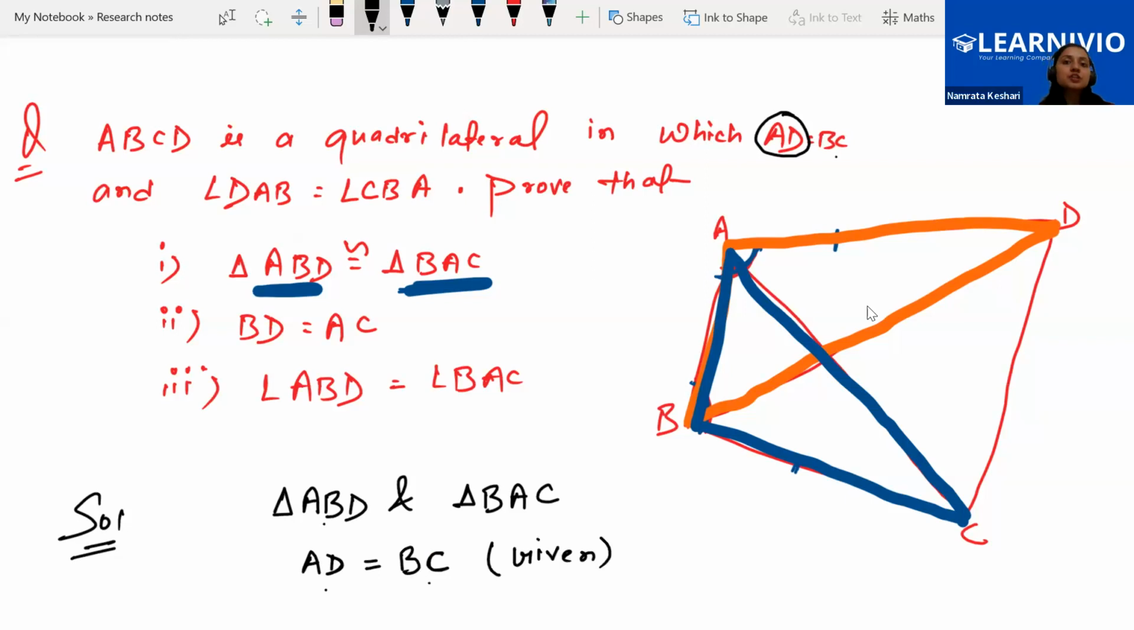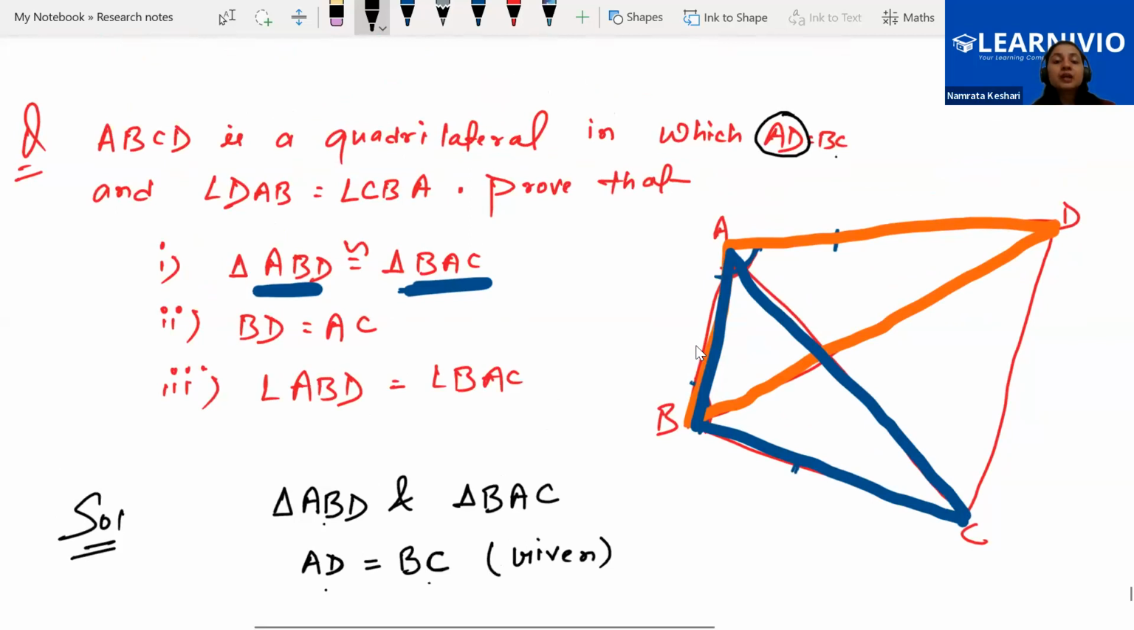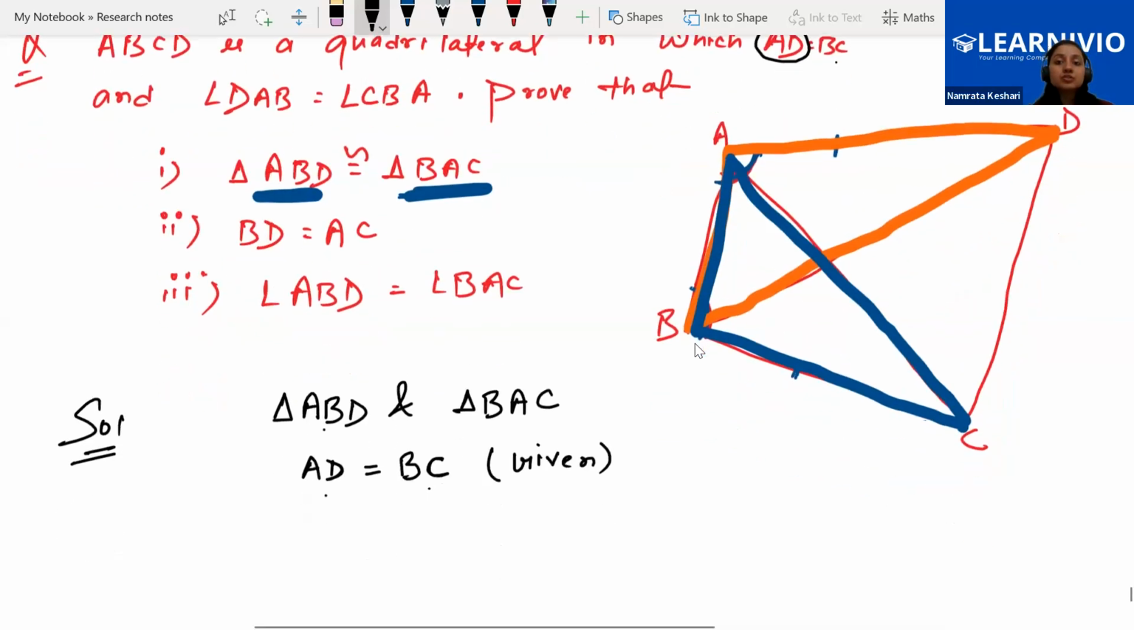Now the next information which is already given in the question, we will be noting it over here. That is angle DAB. The orange triangle, if we are talking about triangle ABD, there is an angle whose name is DAB. DAB from that triangle is equal to CBA from this triangle. Please confirm by looking at the angle.